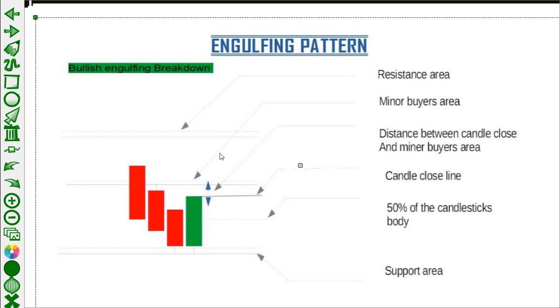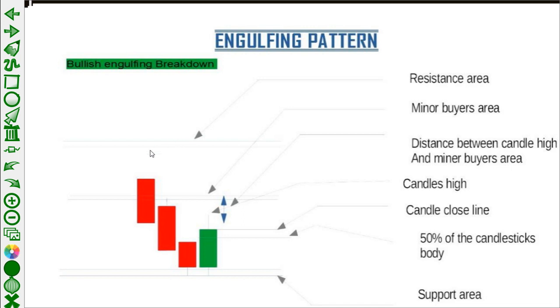And in the second image, you may observe that this is also a valid bullish engulfing pattern. But here we can find a wick at the top of the candle. What is most important here is that the green candle should close above the 50% of the candlestick's body, and it should close more than 15 to 20% above the previous red candle's body.